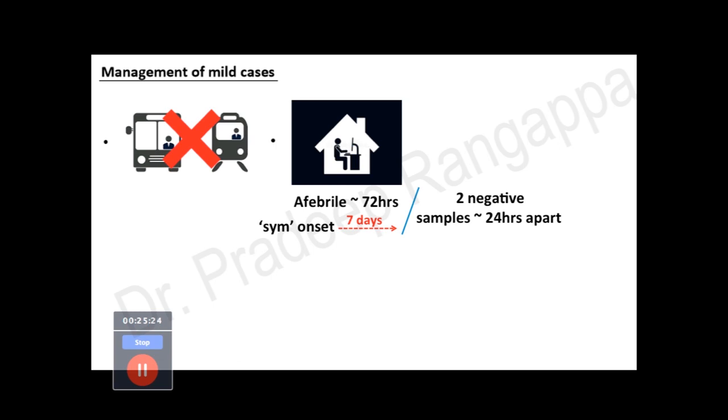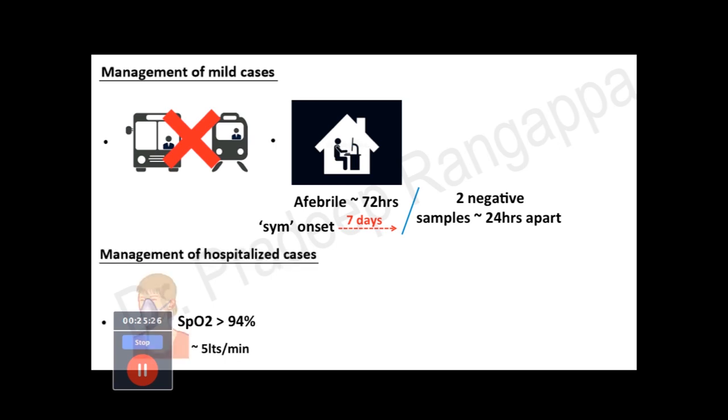How about hospitalized cases? Patients getting admitted to hospital. So when they get admitted to hospital and if they're symptomatic, make sure that their saturation is more than 94%, because if it's less than 94%, obviously you put them on a mask oxygen at 5 liters per minute and make sure that saturation is maintained more than 94%.